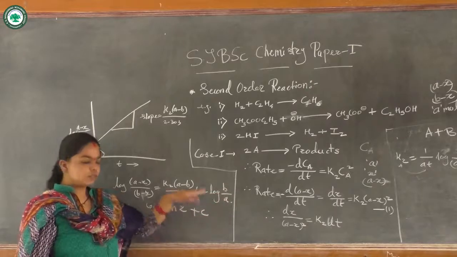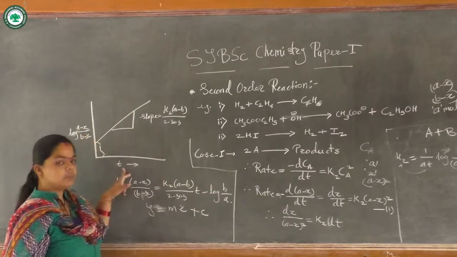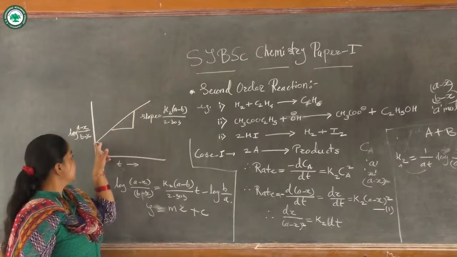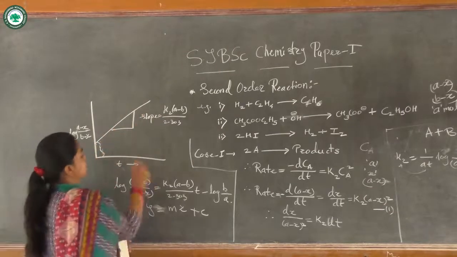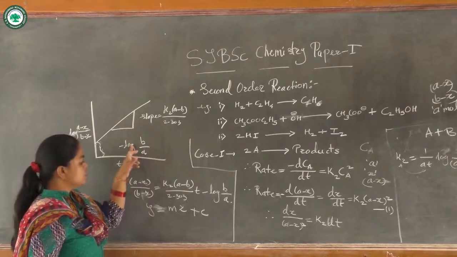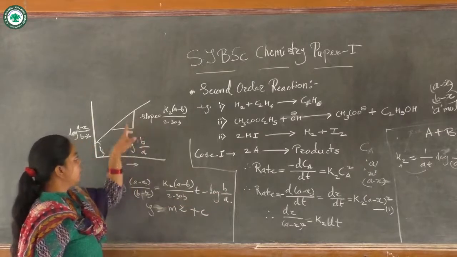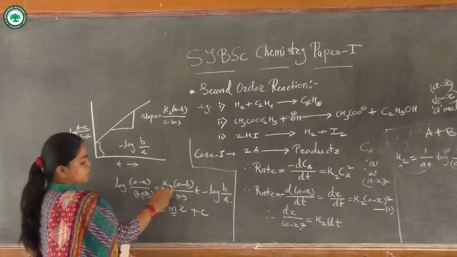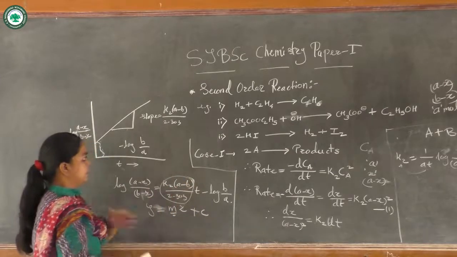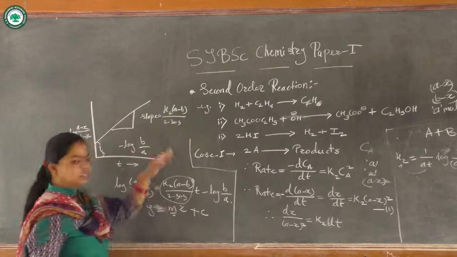So if we plot log of a minus x upon b minus x versus time, we will get a straight line graph, and we are getting the intercept. This intercept is the value of c, so it will be minus log of b upon a. And the slope is m, where x is the t. So the slope equals k2 into a minus b divided by 2.303.